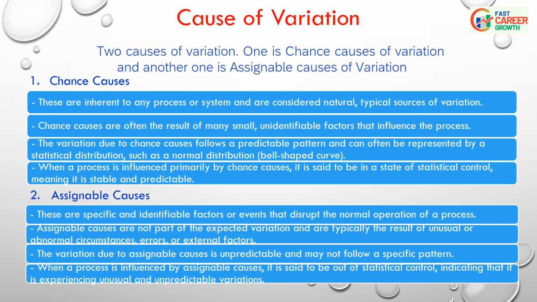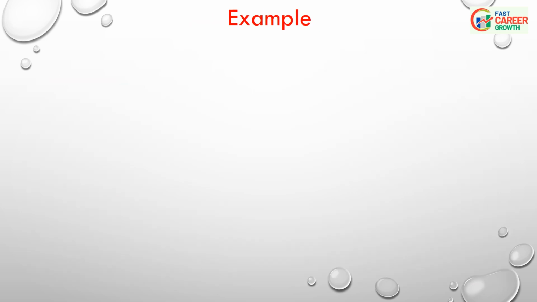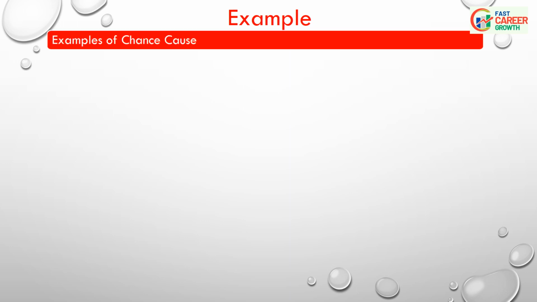Quality improvement methodologies like Six Sigma and Lean Six Sigma are often used to systematically identify and eliminate assignable causes of variation to achieve higher levels of process performance and product quality. By distinguishing between chance causes and assignable causes, organizations can make data-driven decisions to enhance their processes and reduce defects or errors. Examples of chance causes or common cause variation: natural environmental variability.